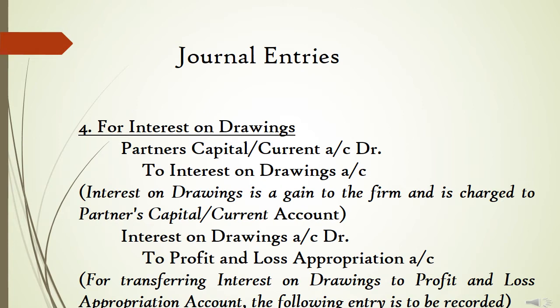Entry for interest on drawings. Interest on drawings is an income for the firm, and with that the capital account will be decreased. So the entry will be partners' capital or current account debited to interest on drawings account. To close the interest on drawings account, we have to transfer that to the P&L Appropriation account. Entry will be interest on drawings account debited to Profit and Loss Appropriation.